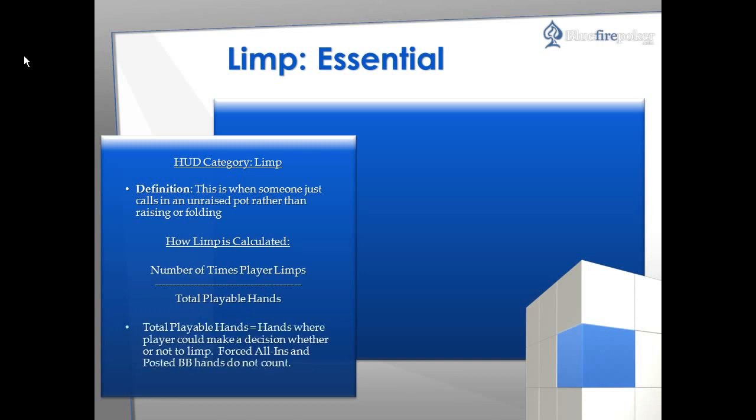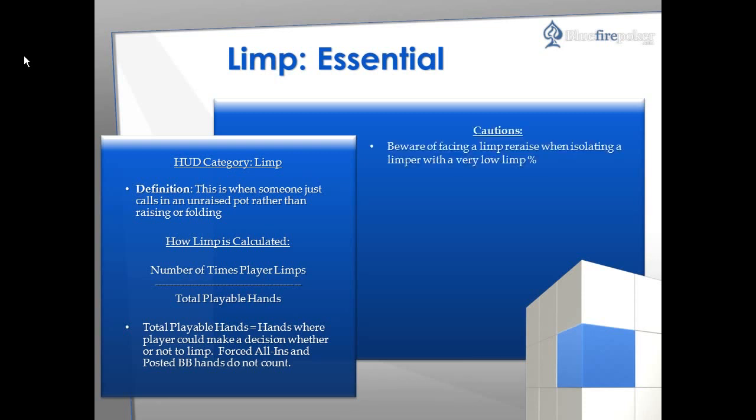And in this situation, total playable hands are hands where the player could actually make a decision whether or not to limp. Forced all ins, such as when they're completely short stacked and are forced all in to cover the ante or the blinds, and also posted big blind hands do not count in the total playable hands.